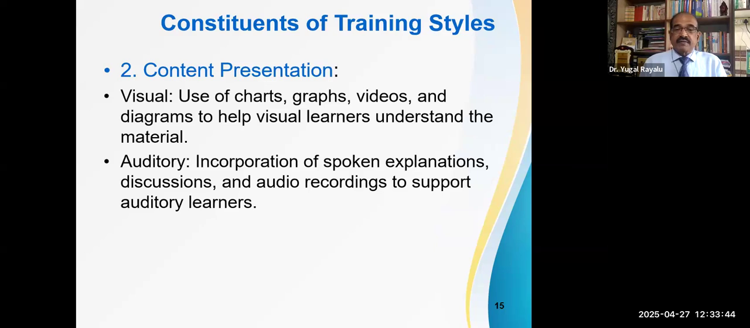Visual: use of charts, graphs, videos, and diagrams to help visual learners understand the material. See, when you are putting something in front of the trainees and you are speaking, something is going into the ears and something is appealing to the eyes. Both the inputs go into the mind and cement it in the mind. So visual presentation is very important. Charts, graphs, videos, and videos should be very small, not more than 15 seconds. Quick videos and the point delivered. Auditory: incorporation of spoken explanations that we do, discussions and audio recordings to support auditory learning, as I said. To see something and to listen to something.